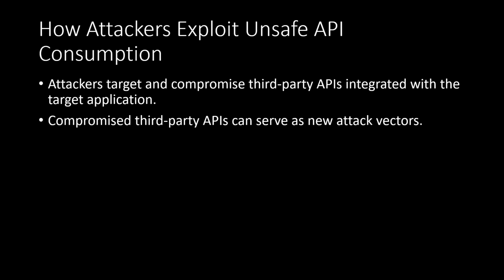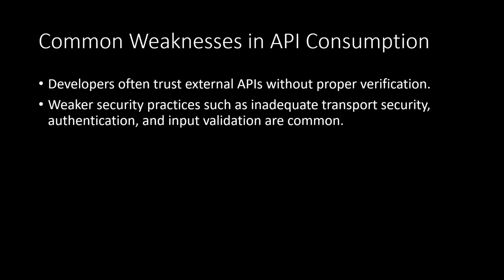Attackers exploit unsafe API consumption by targeting and compromising third-party APIs integrated with the target application. Once compromised, these third-party APIs can become new attack vectors, potentially compromising the consumer system. Developers frequently trust external APIs without proper verification, relying on weaker security practices like inadequate transport security, authentication, and input validation. This can open the door to various attacks.